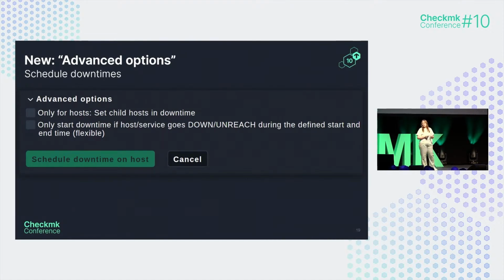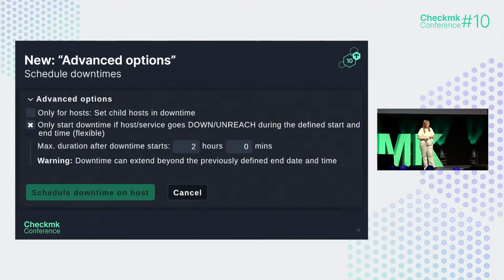In the advanced options of the scheduled downtimes dialog, you find two options now, both off by default. The first one, only for hosts, set child host and downtime, and the second one, only start downtime if host or services go down or unreachable during the defined start and end time, which is the flexible option. Checking this option gives you additional settings, as you can see here.